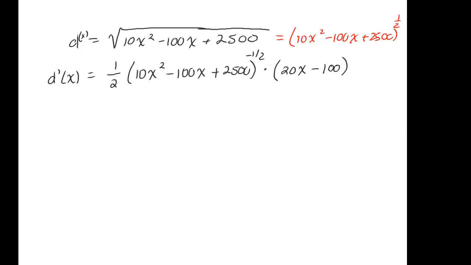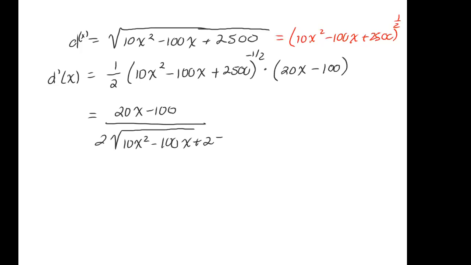I'm going to rewrite that so it looks a little cleaner. This is equal to 20x minus 100 divided by 2 times the square root of 10x squared minus 100x plus 2500. Okay, so I've got that.